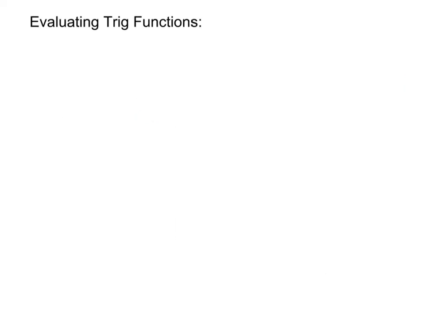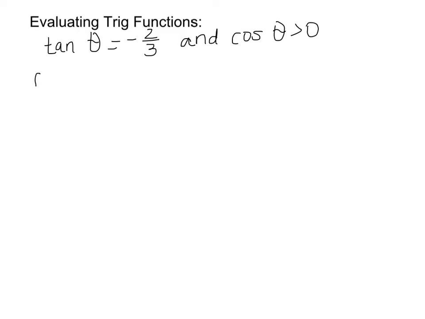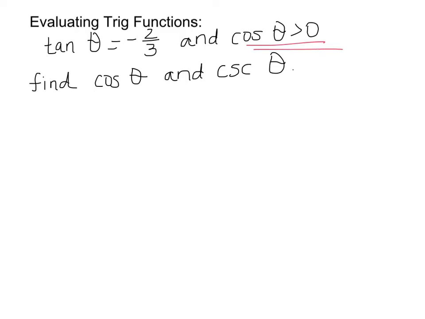Okay, our last concept in this section is evaluating trig functions. So they're going to give you some information, such as tangent of theta equals negative 2 over 3, and cosine of theta is positive. And they're going to tell you which trig functions they want. In this example, we're going to find cosine theta and cosecant. And it can change in what they ask for. But they're giving you this information so that you'll know which quadrant we're in.